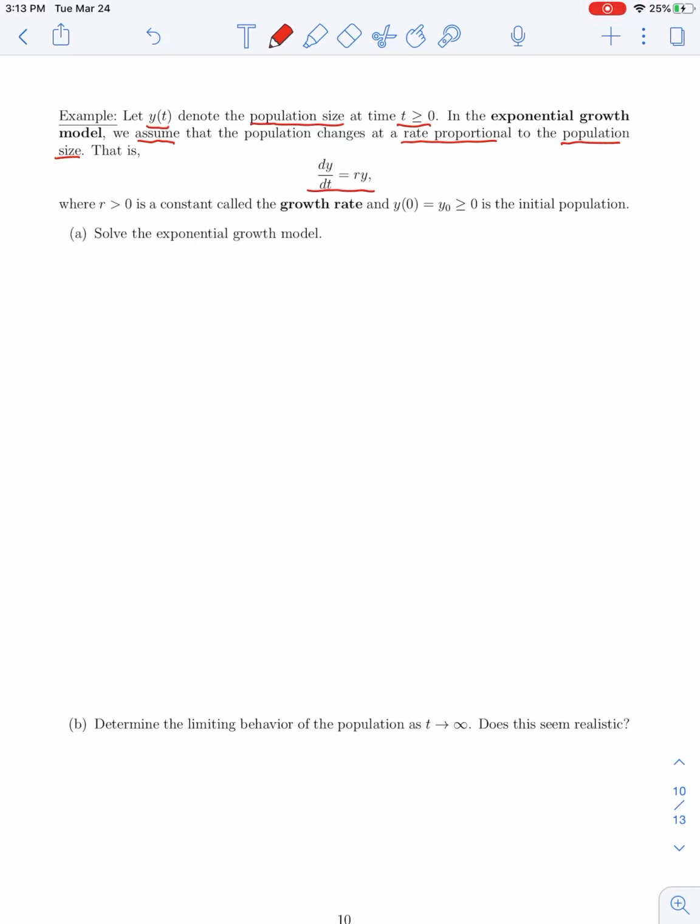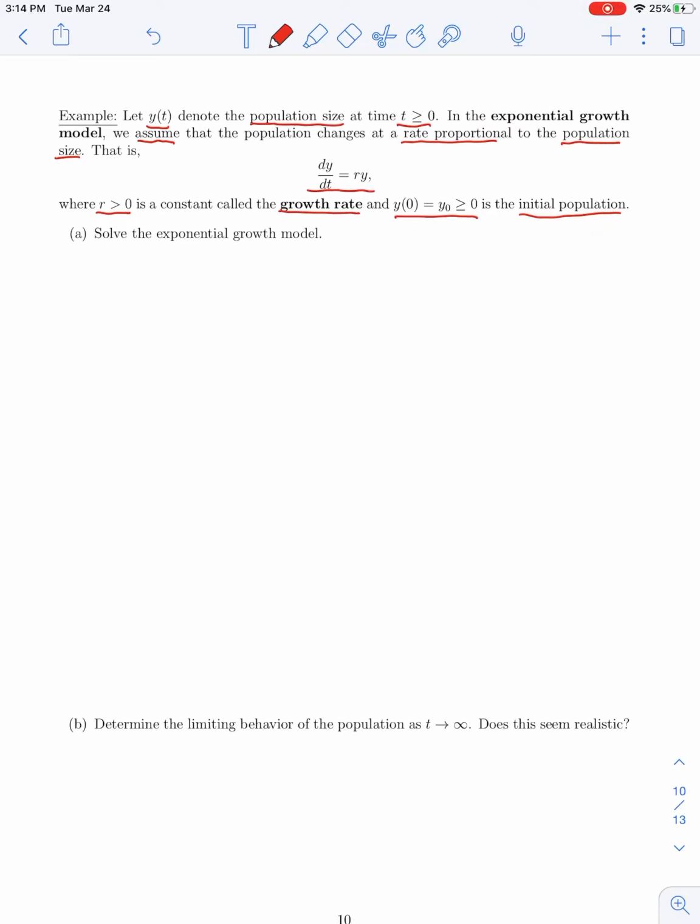So that is the rate of change of population, or the derivative of our population size, is directly proportional to the population size, that it is some constant, r, which is positive, times the population size, y. And this constant r is called the growth rate for our population. And in general, we can have some initial condition. Let's say y of 0 is y naught, which is some non-negative value representing our initial or starting population.